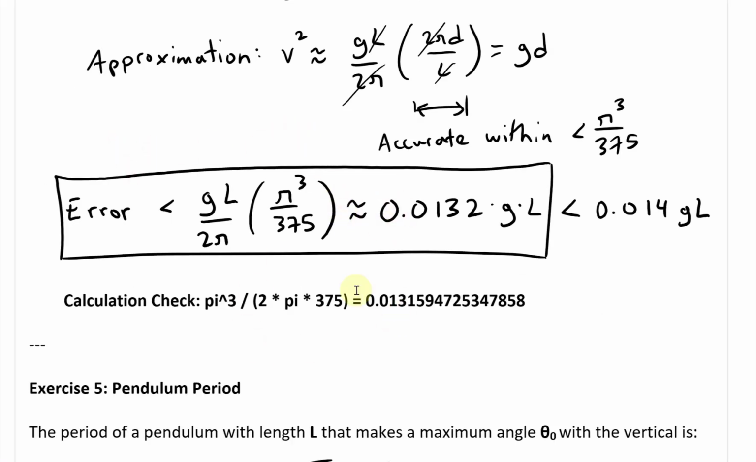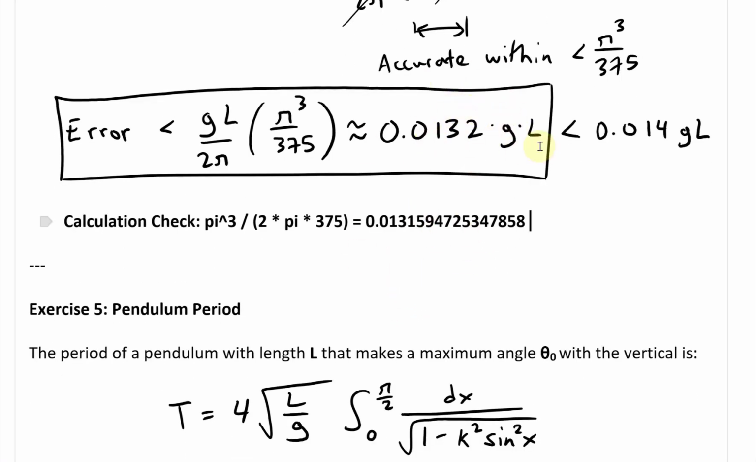Alright, and here is a quick calculation check for this. Pi cubed divided by 2 times pi times 375. So you have pi cubed on top, and the bottom is 2 pi and then 375, and then put this in a OneNote calculator, like this, equals, and it gives you this giant number, and you got the first three there. So 0.013, and then this rounds up. This 15 goes to 2, and then you have the GL there. Just include the GL.